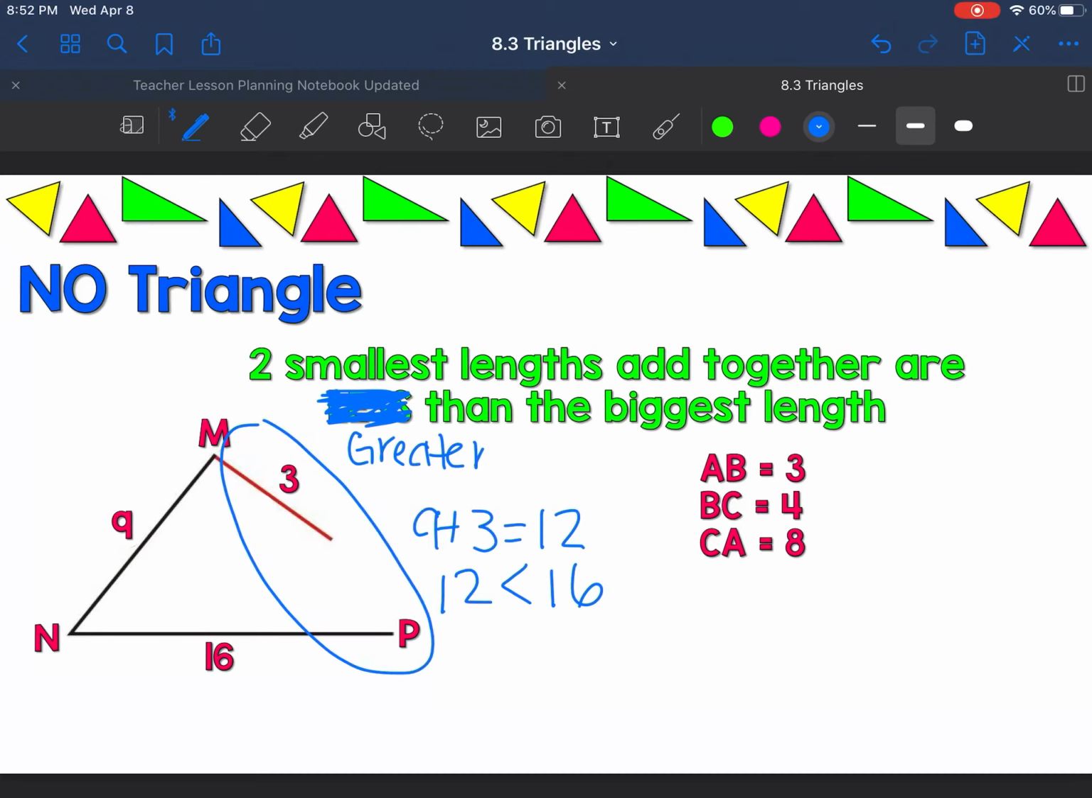So in order for it to be a complete triangle, this side right here needs to be bigger than 3. It needs to be a number you can add to 9 to make it bigger than 16. So what's something I could add to 9 to make it bigger than that 16?